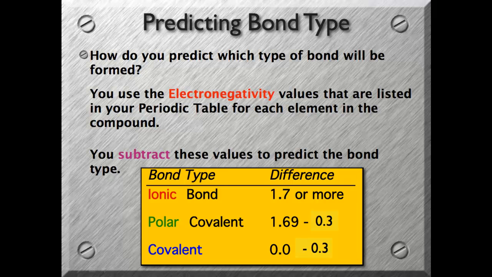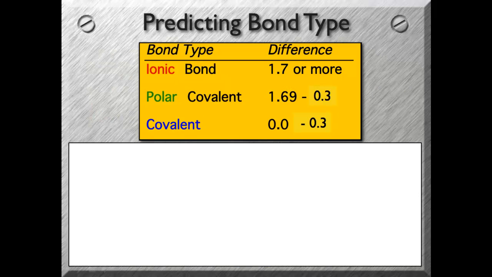ionic. Polar covalent occurs between two nonmetals, and it will have a difference of 1.69 and 0.3. A covalent, just a standard covalent bond, is a difference between 0.0 and 0.3. So let's take a look at a few examples.